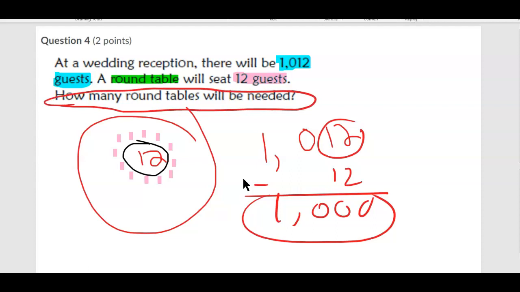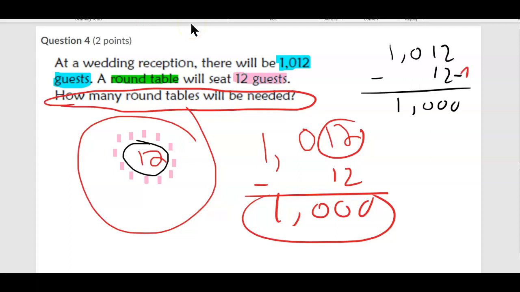All right. So we're trying to fit 12 per table. Basically, how many 12s go into 1,012? That's really what we're looking at. This is repeated subtraction too, because we could just keep subtracting 12. How many times do we subtract 12 until we get to the number we need? We just did it once, right? 1,012 minus 12 is 1,000. So we subtracted one time.